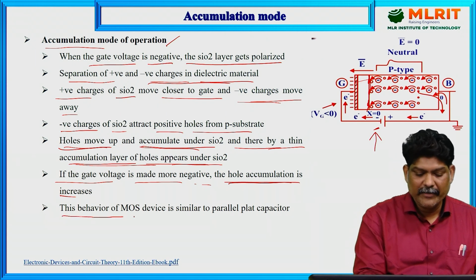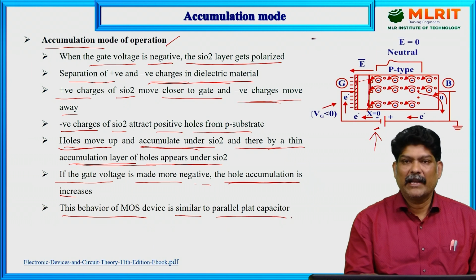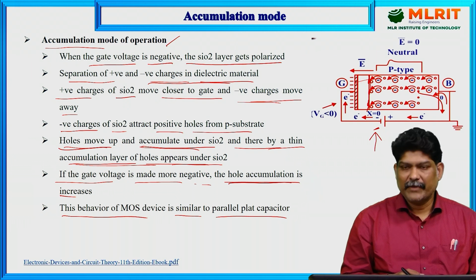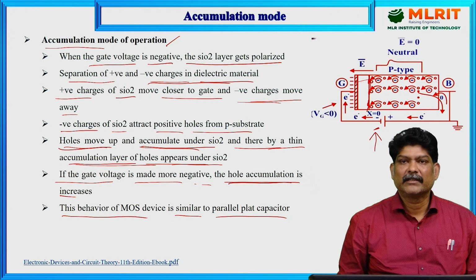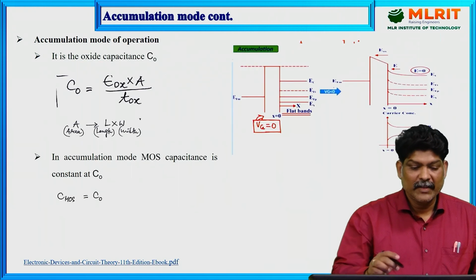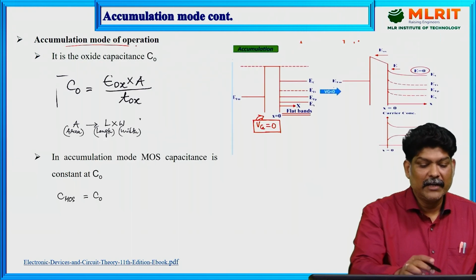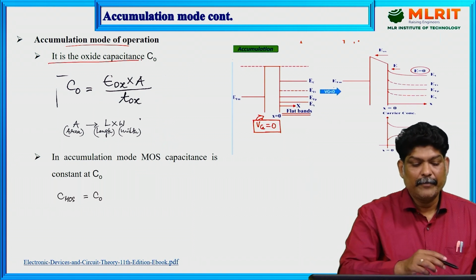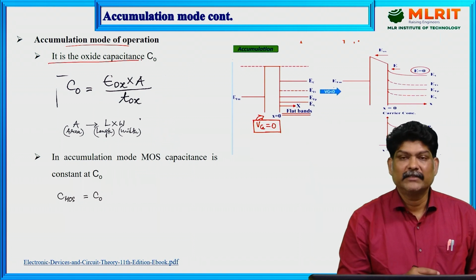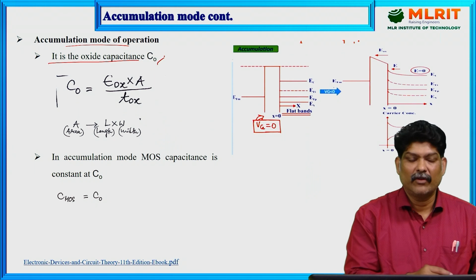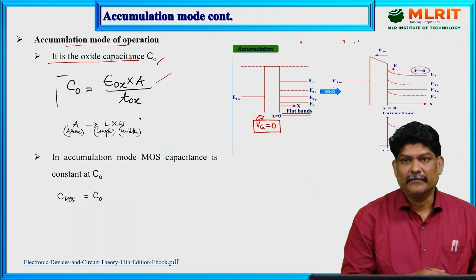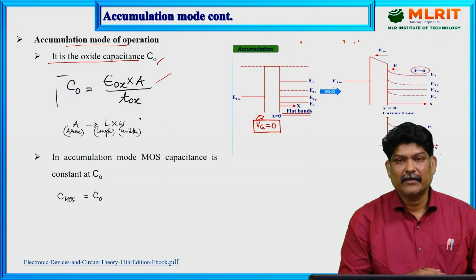This behavior of the MOS device is similar to a parallel plate capacitor. So that's why we can say it is a MOS capacitor, metal oxide semiconductor capacitor. If you further analyze this operation, the basic oxide capacitance is represented with C naught, and it is given by epsilon A by T, where T is the thickness of the oxide layer.